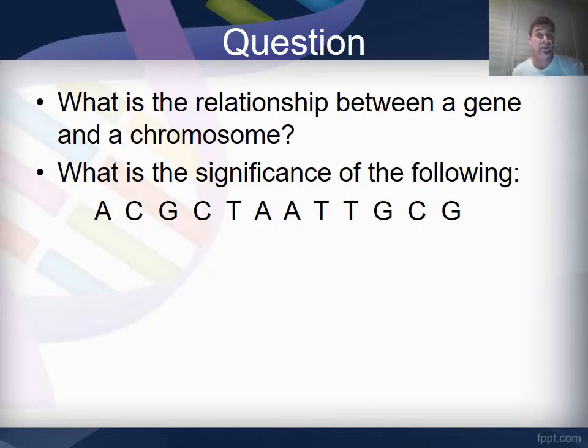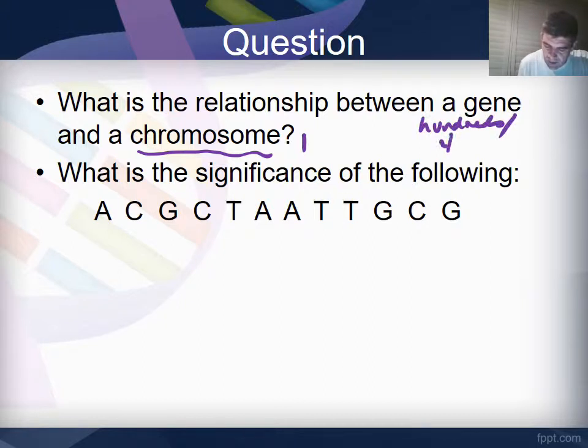So I have two questions for you. The first is, what is the relationship between a gene and a chromosome? And what's the significance of the following? The relationship between a gene and a chromosome is that one individual chromosome can contain hundreds or thousands of genes. Genes are spread along chromosomes much like beads on a necklace, each individual one coding for a specific characteristic or protein. And one individual chromosome can therefore hold the information for a great library of different characteristics.